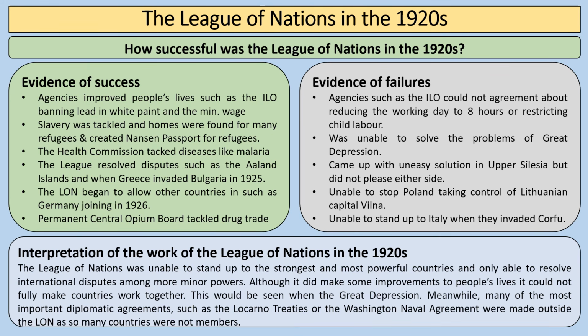It does make some improvements to people's lives, but ultimately, and you'll find out about this in a future revision video, some of the most important diplomacy that takes place in the 1920s has nothing to do with the League of Nations. So we're thinking about things like the Washington Naval Conference, the Treaty of Rapallo, the Locarno Treaties, and the Kellogg-Briand Pact. None of them actually take place within the League of Nations.